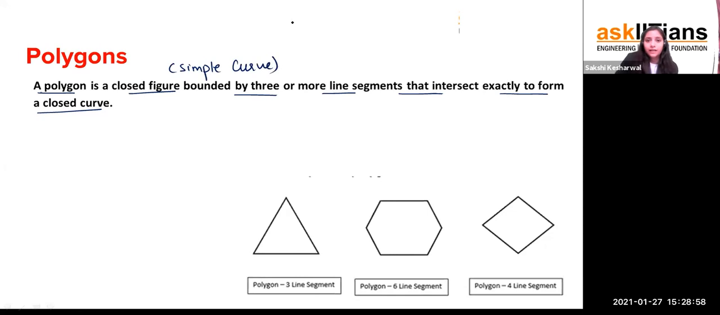Right now I made a star. I made this star with line segments also. This is a line segment. All these lines are what? Line segments. But this is not a polygon.